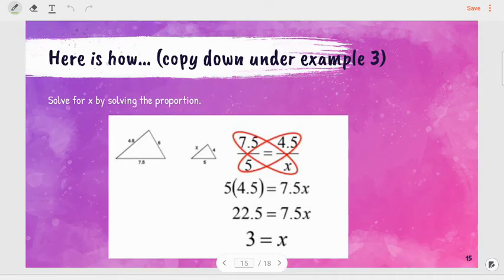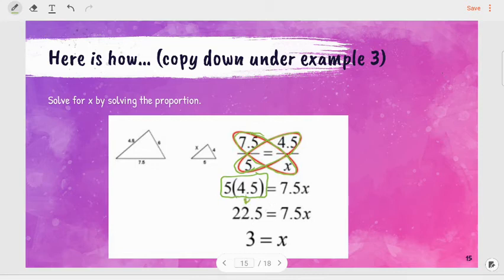Well, here's how I do it. I am going to cross multiply. Sometimes people call this the butterfly method. When I cross multiply 5, I'm going to multiply 5 by 4.5. So you'll see that operation right here. And then I'm going to set it equal to this diagonal multiplied together. So 7.5 times x.